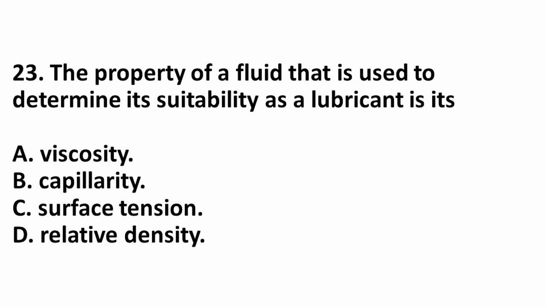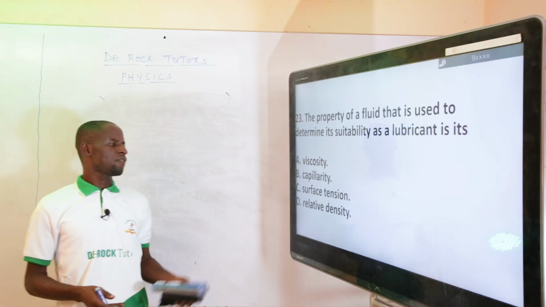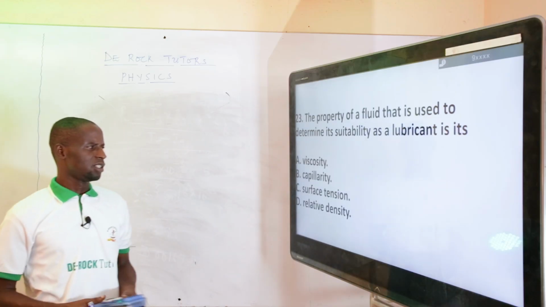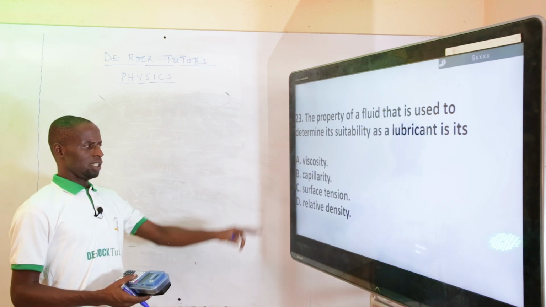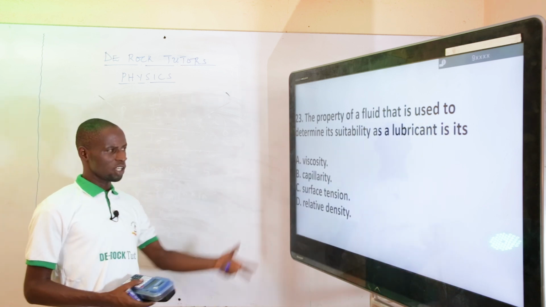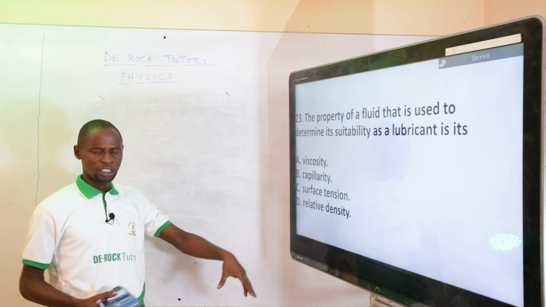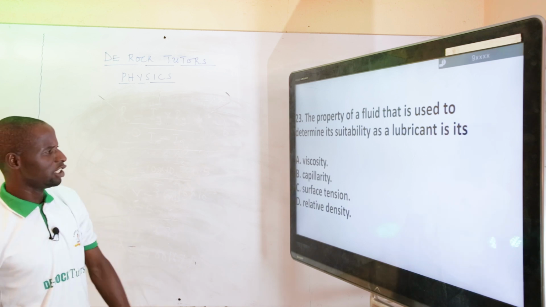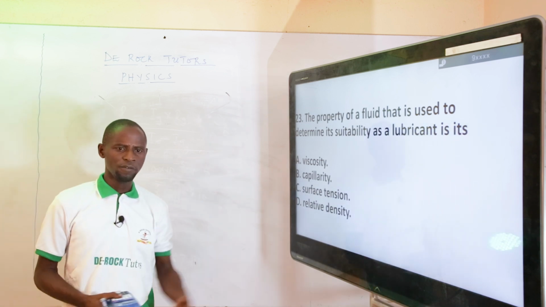A, viscosity, B, capillarity, C, surface tension, D, relative density. Looking at the options very well, the correct option is viscosity, because viscosity is the internal friction between the layers of fluid in motion. So the answer is option A, viscosity.